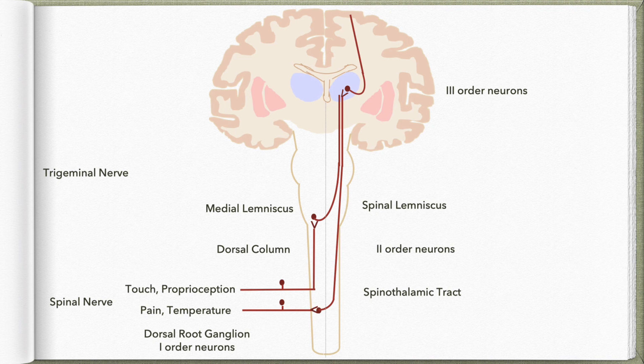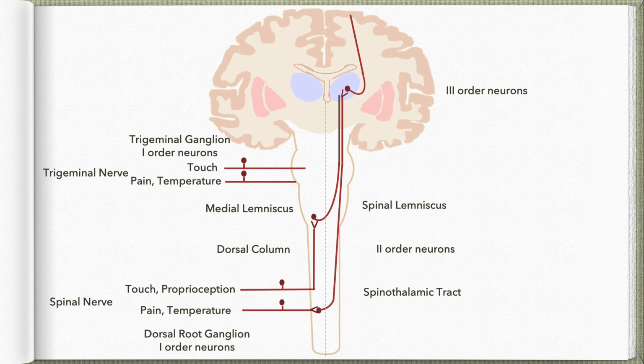Sensory information from the head region is carried mainly by the trigeminal nerve. Those fibers that carry pain and temperature or those that carry touch modalities from the head region have their first order neurons in the trigeminal ganglion. After reaching the brainstem, they relay in the second order or sensory nuclei of the trigeminal nerve, and these neurons will form the second order neurons. Axons of these second order neurons cross the midline and ascend as trigeminothalamic tract to the thalamus.